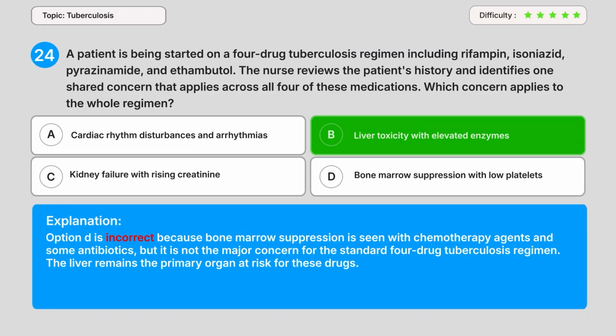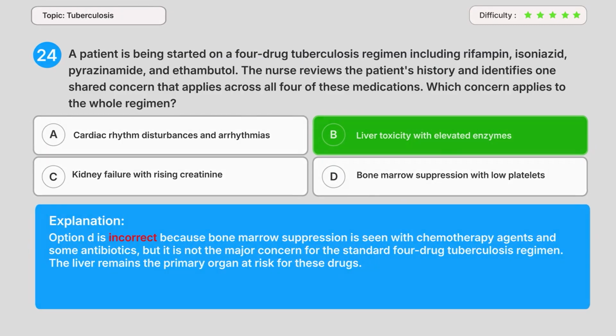Option D is incorrect, because bone marrow suppression is seen with chemotherapy agents and some antibiotics, but it is not the major concern for the standard 4-drug tuberculosis regimen. The liver remains the primary organ at risk for these drugs. The 4-drug TB regimen is rifampin, isoniazid, pyrazinamide, and ethambutol, often abbreviated RIPE. The shared concern that applies to all 4 is liver toxicity.